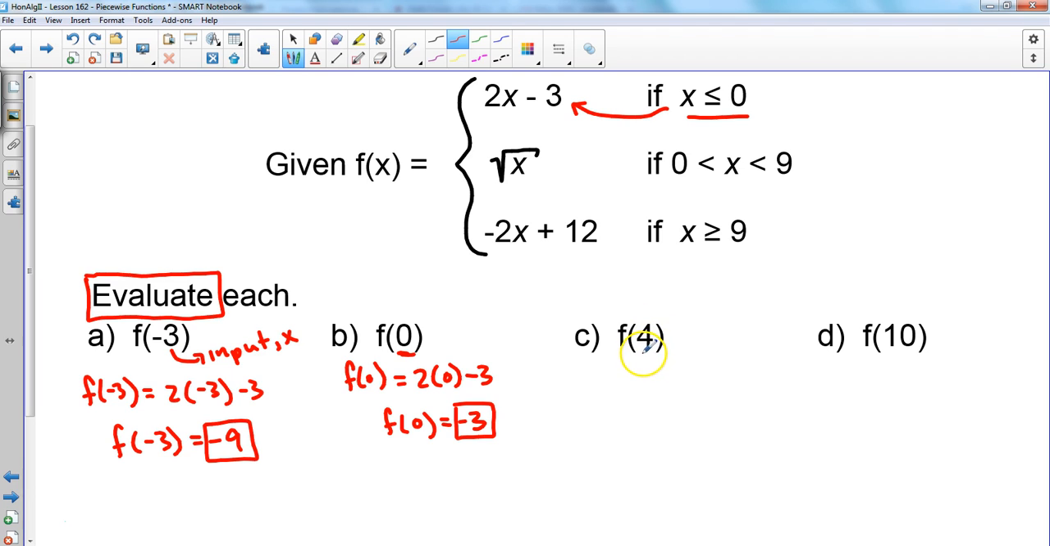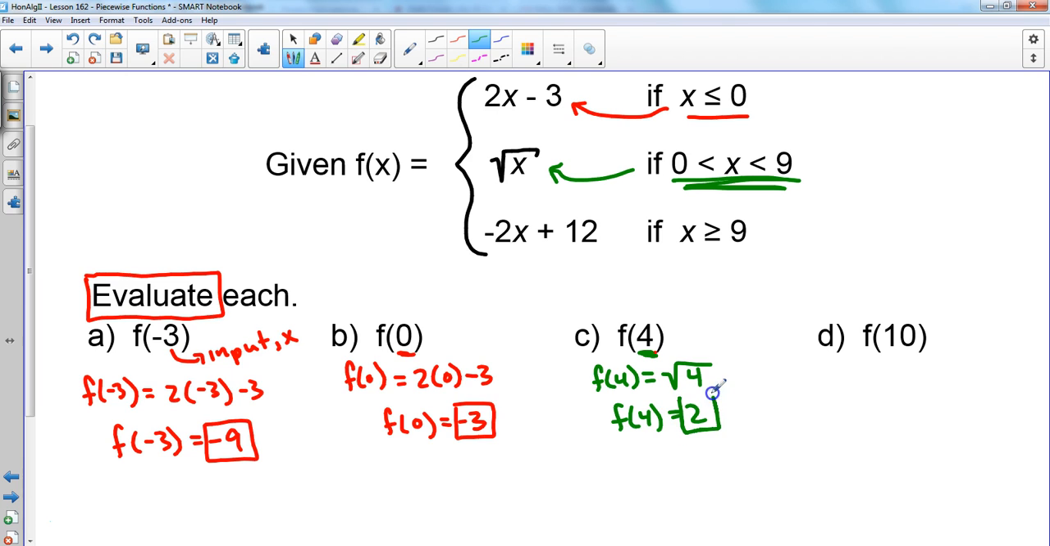Let's finish these last couple up, evaluating f of 4. So 4 falls into this next interval over here. We know 4 is between 0 and 9. And so I follow this other rule that corresponds to that particular interval. So f of 4, I'm going to plug into the square root of x, or in other words, f of 4 equals the square root of 4. And we know that square root of 4 is 2. So when I evaluate f of 4, I get 2.